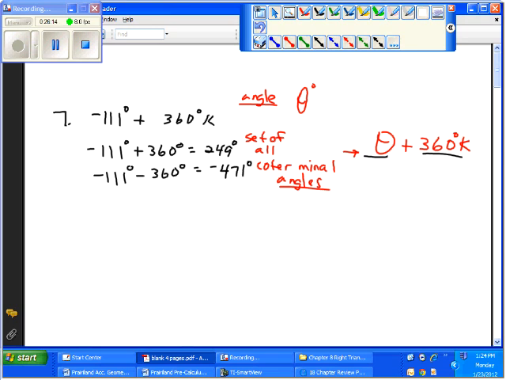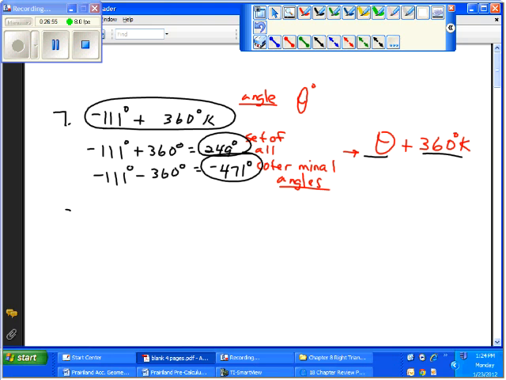So here's the answer. The answer to the set of all coterminal angles is this. The answer to name a positive one is that one, or 360 more than that, or 360 more than that. And the answer to name a negative one is that, or 360 less than that, or 360 less than that. Any questions on that? So we named the set of all coterminal angles, and then we named one positive and one negative coterminal angle. Any questions?